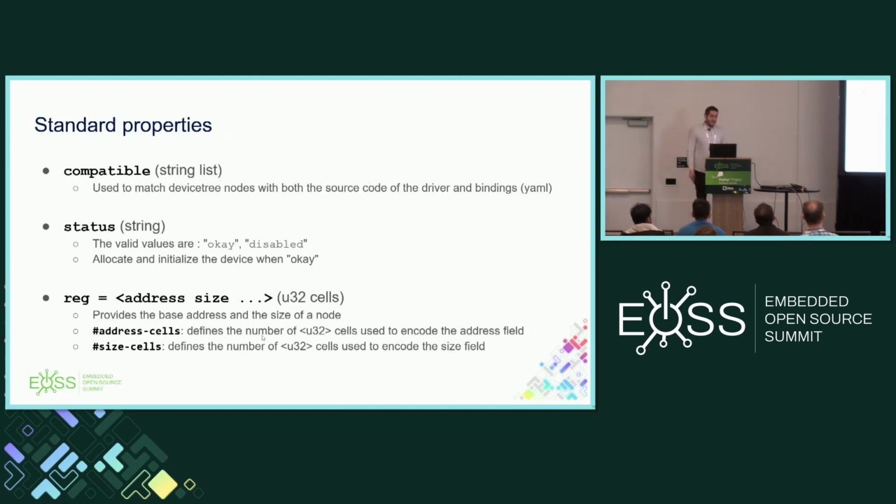We have some standard properties like compatible. It can be used to match the device tree node with the actual driver, the code that is going to handle this. This is thanks to the compatible. The status is just whether it is enabled or disabled, and when it is okay, it means that I want to allocate the memory for this device. And reg is for when most peripherals are memory mapped. We want to specify the base address and the size of this memory mapped region. This can be controlled with other features as well, like if you see #address-cells or #size-cells; these are just to control the reg.